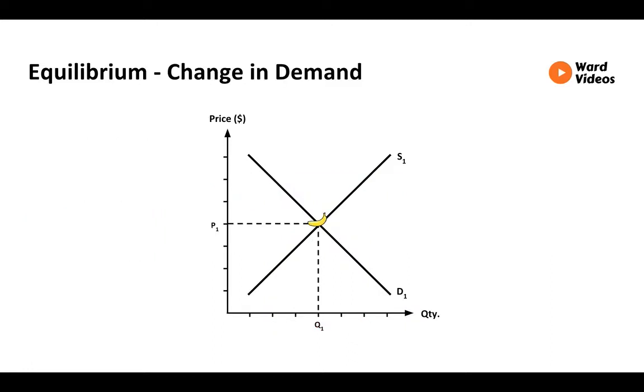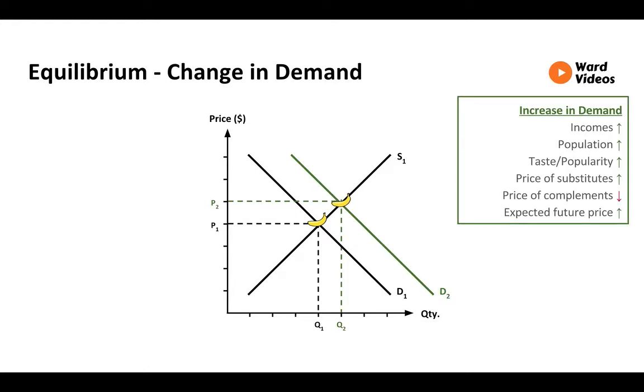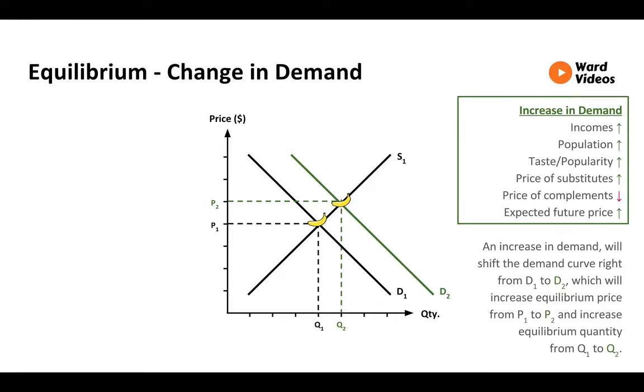A change in demand will shift the equilibrium price and quantity. If there is an increase in demand, this will shift the demand curve right, from D1 to D2. This may be because incomes increase, population increases, taste and popularity increase, price of substitutes increases, price of complements decreases, or future prices are expected to increase. This will increase equilibrium price from P1 to P2, and equilibrium quantity from Q1 to Q2.